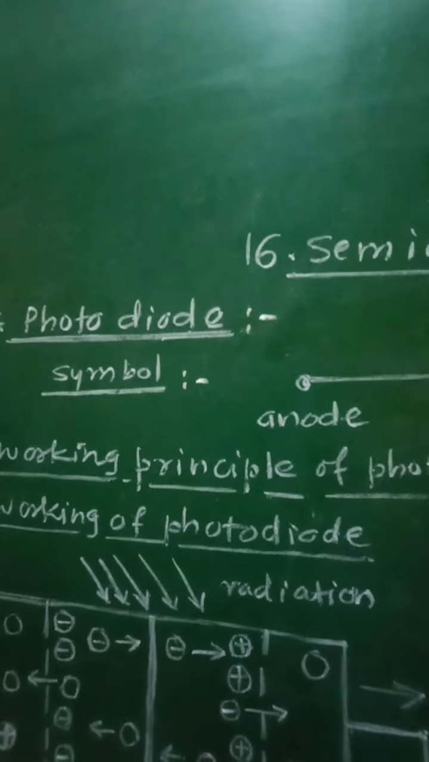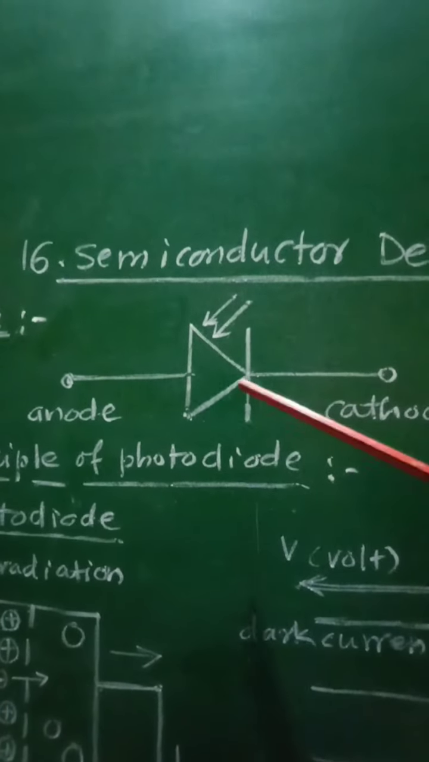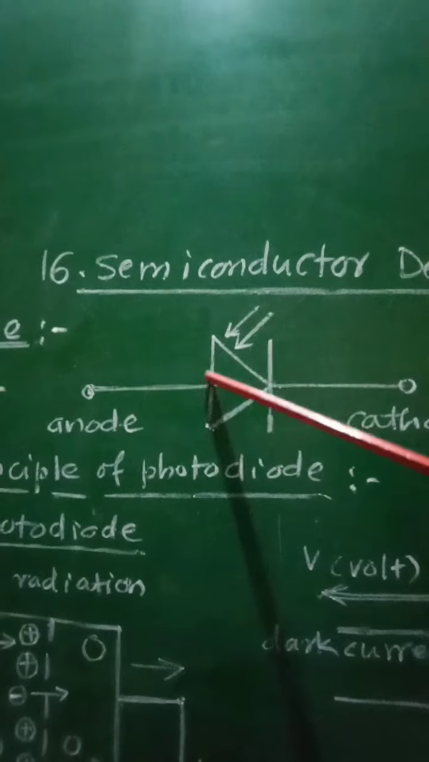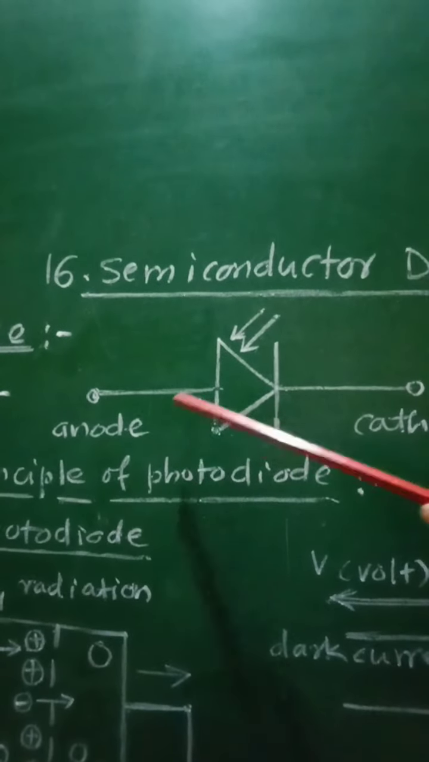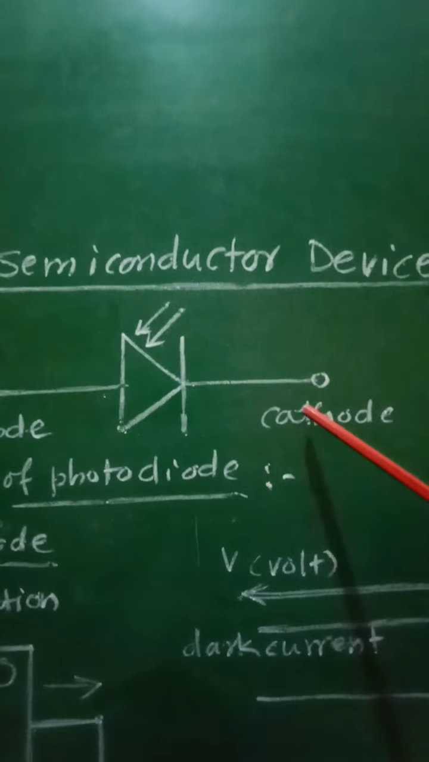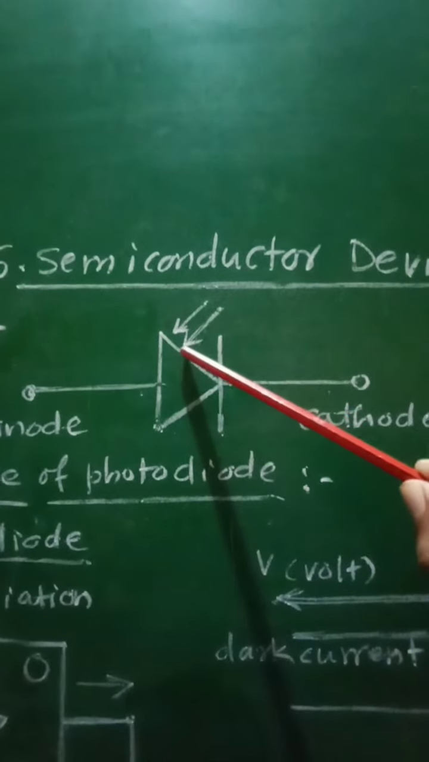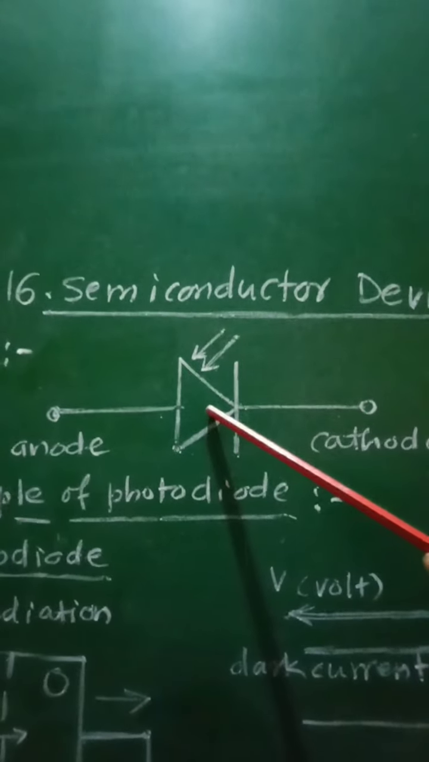Then symbolically this photodiode is represented as shown. It consists of the P region which is called anode and N region which is called cathode. The light radiations are allowed to be incident on it.